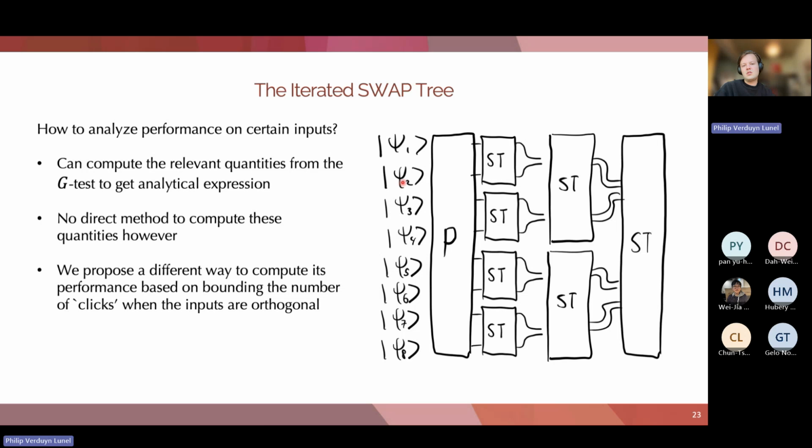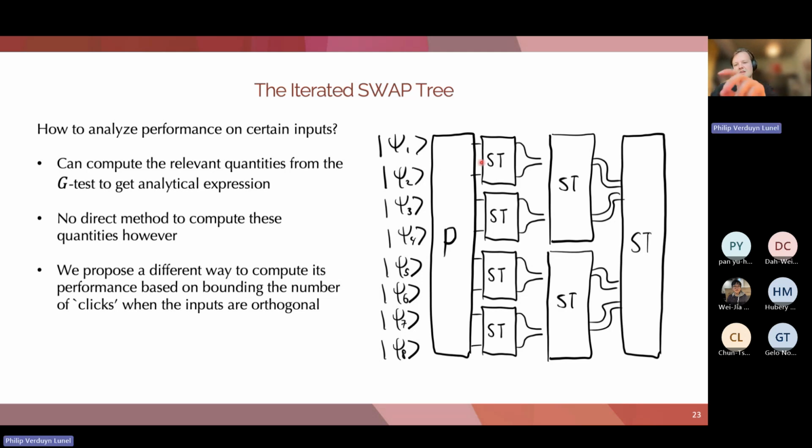So you can imagine if there's only one state orthogonal, let's assume it's this psi one, and all the other states are actually equal, then this swap test and this permutation, let's just forget about it. Let's just assume that it's identity. And only this psi one is orthogonal to the rest. Then this swap test and this swap test are never going to say anything else than equal, because we know that all these inputs are equal. And only the first swap test has probability half that it's actually going to say unequal. And then this swap test is going to have probability half that it's going to say unequal. And then this swap test is going to have probability half in the case where you measure equal all the time. So you want to count to analyze the performance of this.